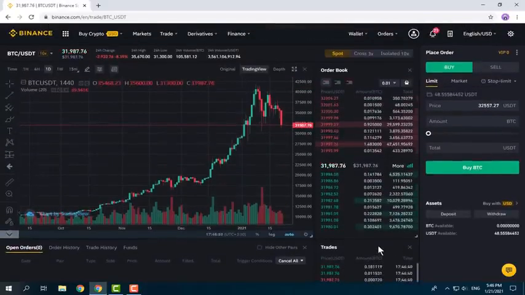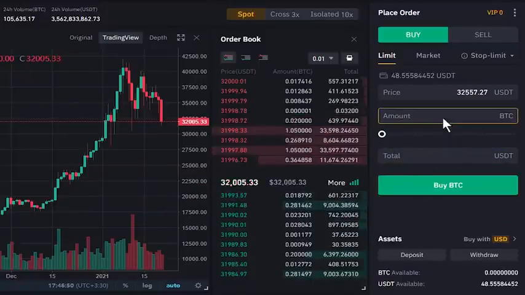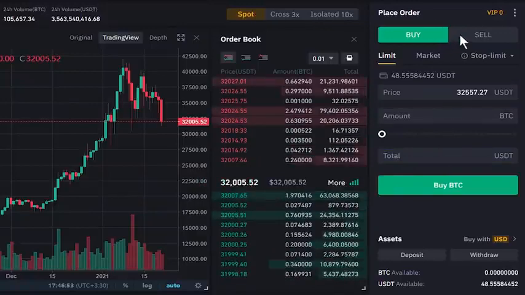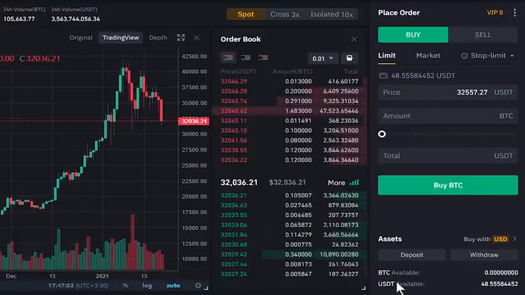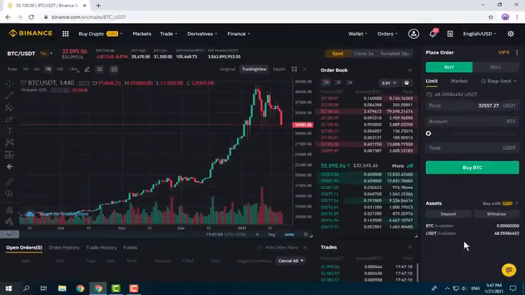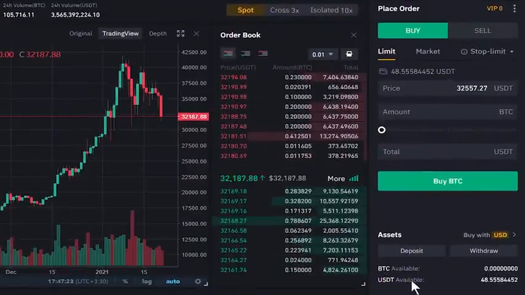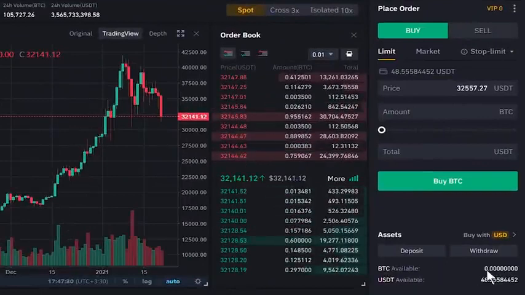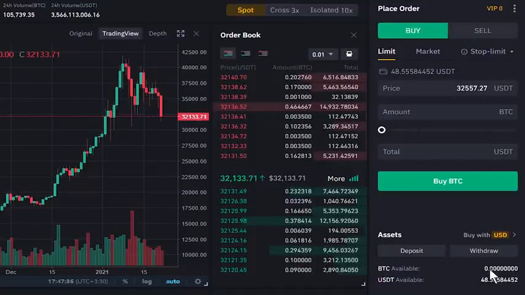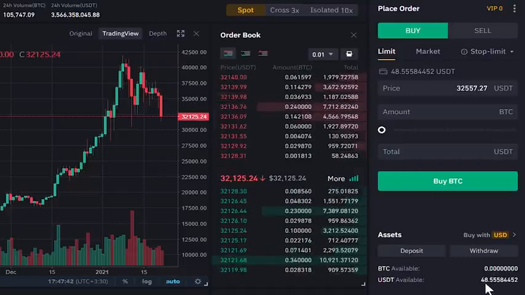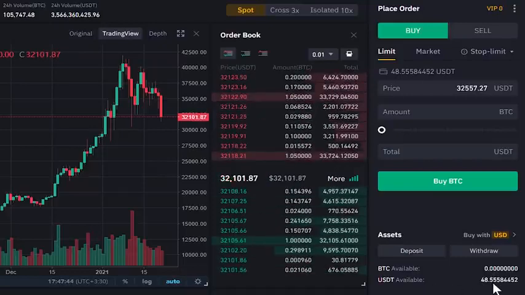Alright, now let's see how we place buy or sell orders in practice and how we manage the orders. Here in the far right of the window is where you buy or sell coins. Here in the bottom, we see our assets based on the pair that we have selected here, and we can see how much of the coins we have available. As you can see here, we have 0 Bitcoin and we have something like 48.5 Tethers available.